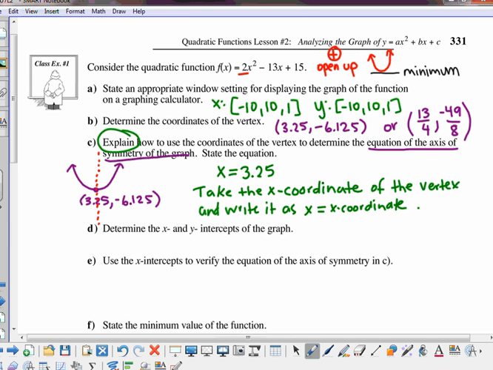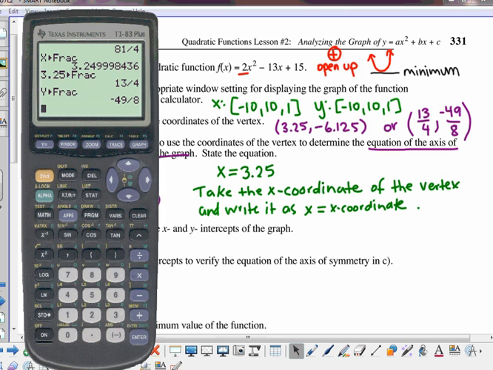Make sense? Okay. Determine the x and y intercepts of the graph. So let's see if we can look on the graph and figure it out. So look on your graph. So let's start with the x-intercepts.